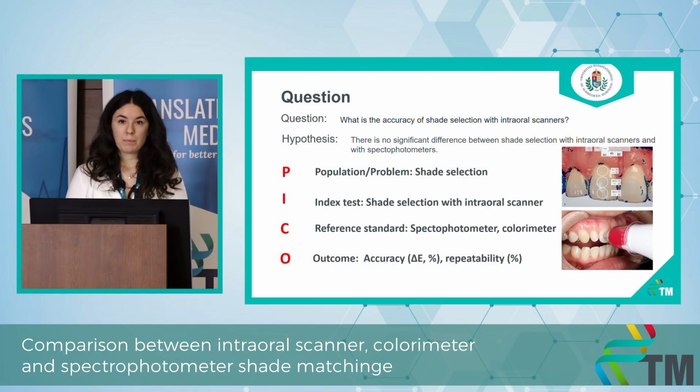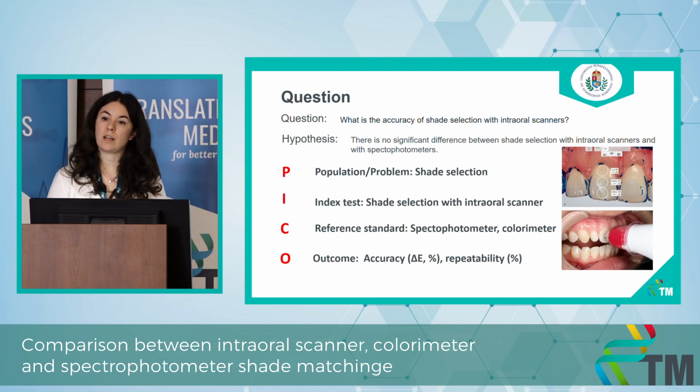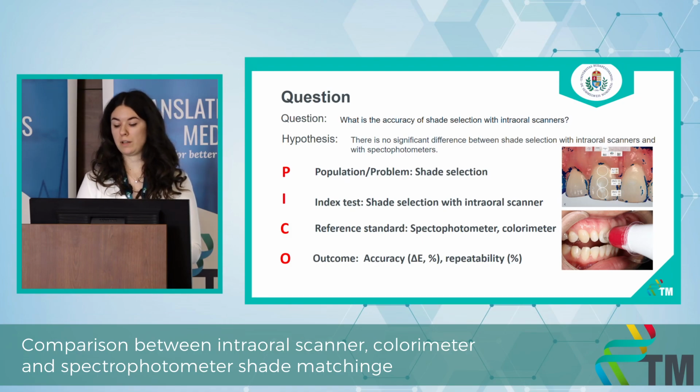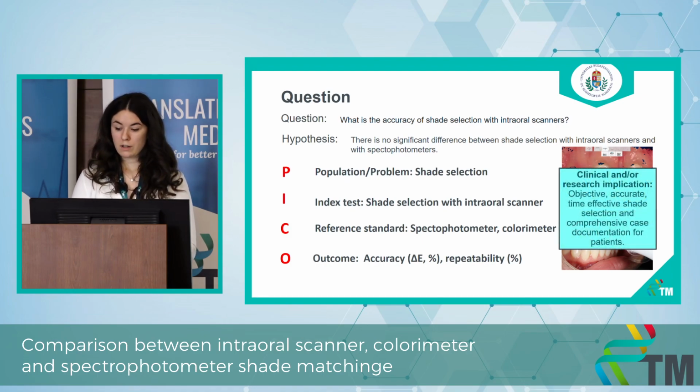In our population, we have shade selection in the aesthetic zone, and as for index test, we have intraoral scanners. For reference, usually spectrophotometers, and in outcome, we have accuracy and repeatability mainly. And if they can be objective and accurate methods, they can also be time effective for the shade selection part.